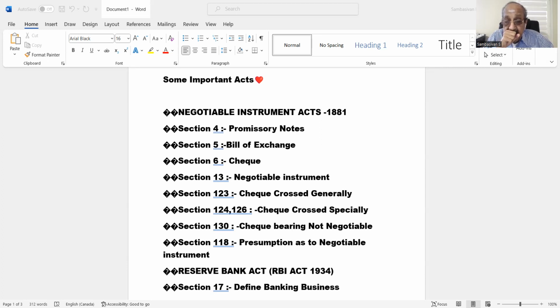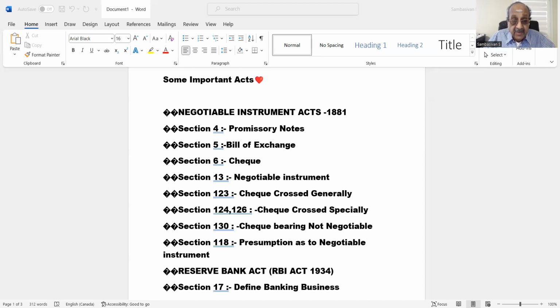Section 47-48, a bearer check is negotiated by delivery and an order check is negotiated by endorsement and delivery. Section 54, a blank endorsement renders the negotiable instrument a bearer instrument. Since a DD cannot be issued payable otherwise than on demand, it can only be an order instrument.